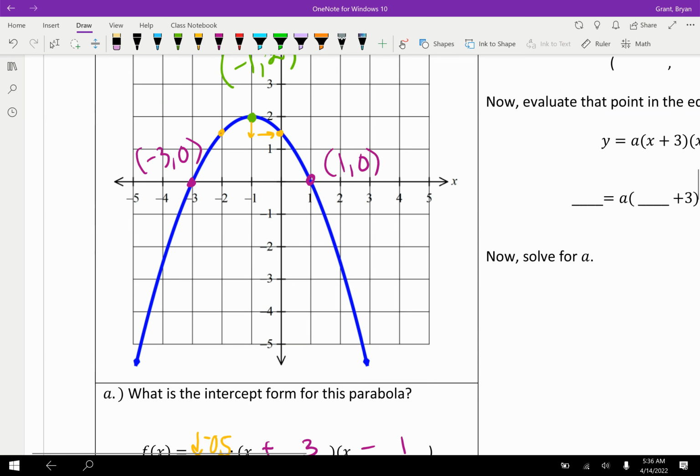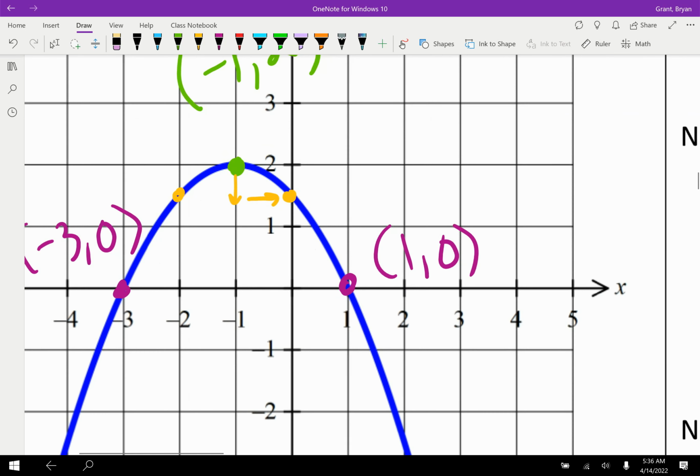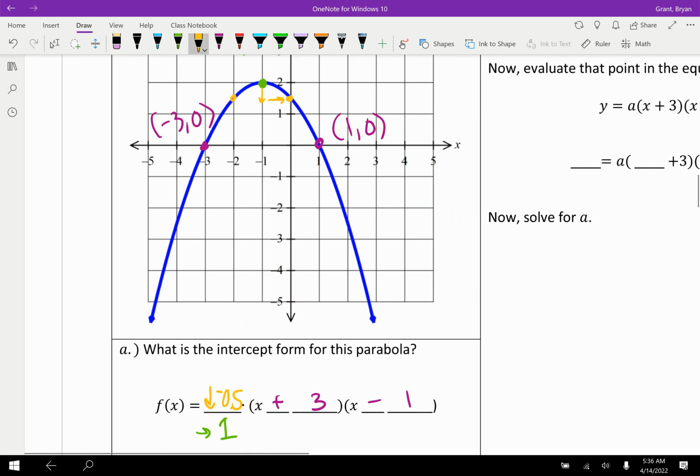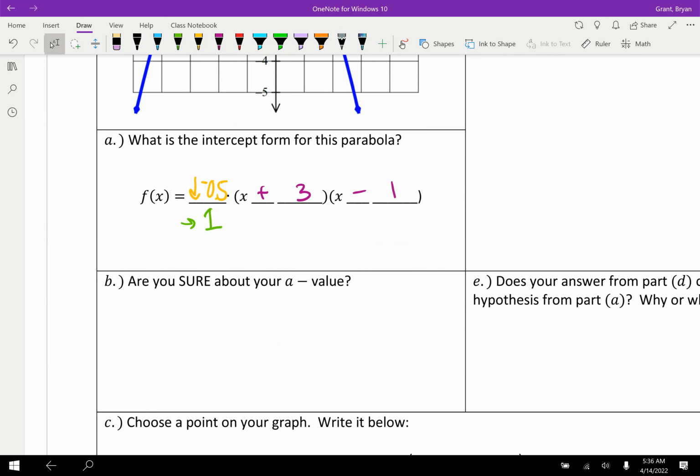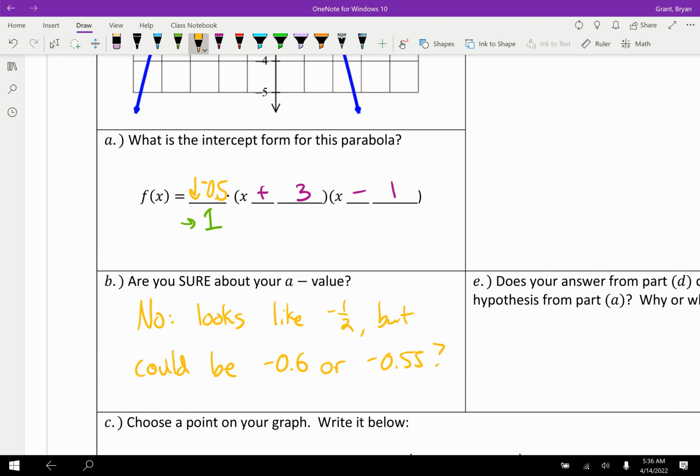Now, the problem, though, is I'm not exactly sure that that's 0.5. What if it's 0.6 or 0.55? And we want to be exactly correct. Okay? So are you sure about your a value? In this case, I'm not sure. It looks like negative 1/2, but it could be negative 0.6 or negative 0.55. Yeah, we're not quite sure.